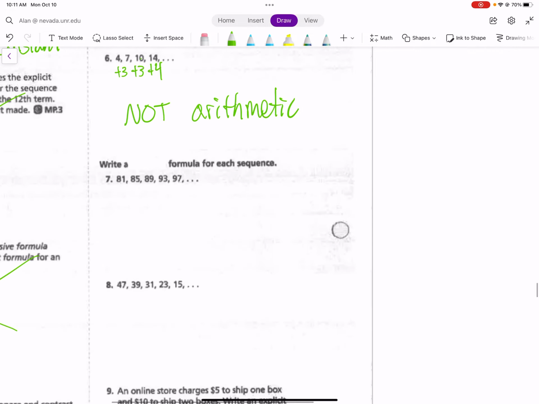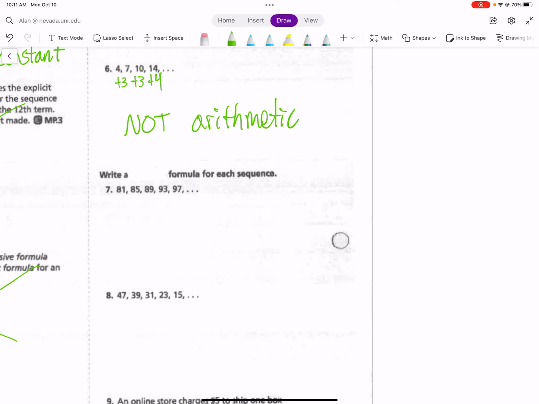Okay, let's do 7 and 8 together to finish these notes. It says, write a formula for each sequence. Remember, our arithmetic sequences formula is this: A sub n equals D times n minus 1 plus A sub 1. So we've already done a couple of these. We need to identify what A sub 1 is here, the first term in the sequence. Here it's 81. And we need to identify D, our common difference. How do we get from 81 to 85? We add 4. From 85 to 89, we add 4, and then we add 4. So this is an arithmetic sequence, so we can write this formula. So our common difference is 4.